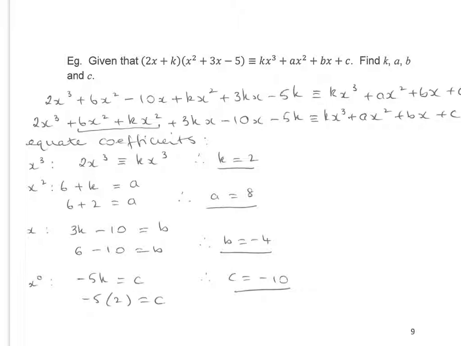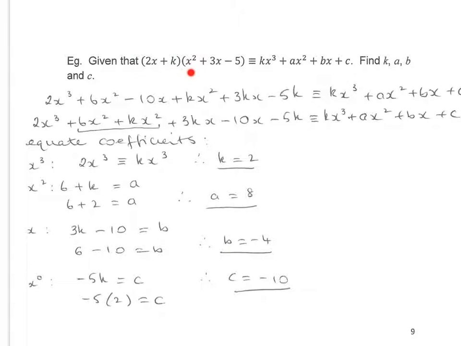Okay, next example then, slightly longer one. This time we've defined the value of constants k, a, b and c. Okay, so we're given the identity and we're going to work out the value of these constants. So the first step then is to multiply out these two brackets.